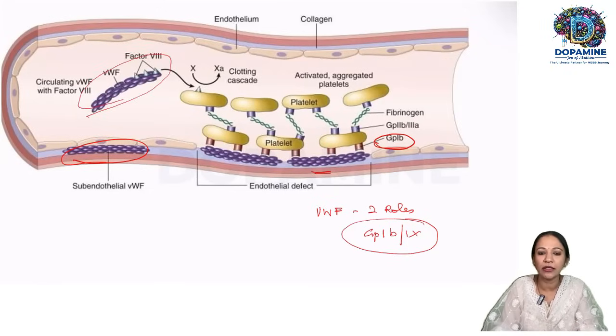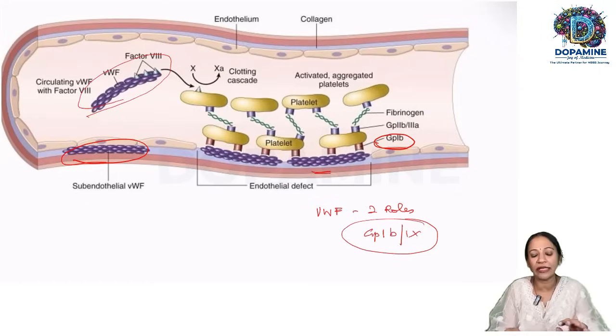As you can see here, factor 8. So factor 8, when it is binding with von Willebrand's factor, the half-life of factor 8 is prolonged. So without von Willebrand's factor, factor 8 will be very easily destroyed in the circulation. So if you want more factor 8 to stay for a longer time, you need von Willebrand's factor. So as a complex, they can survive for a long time. So when von Willebrand's factor is deficient, what happens? Factor 8 levels in the circulation also decrease.